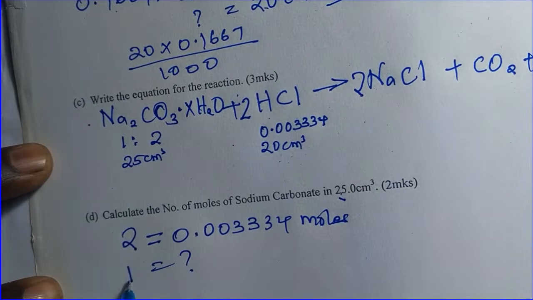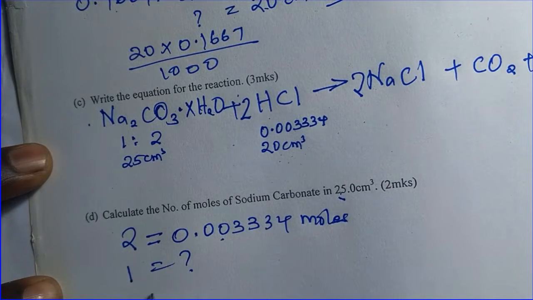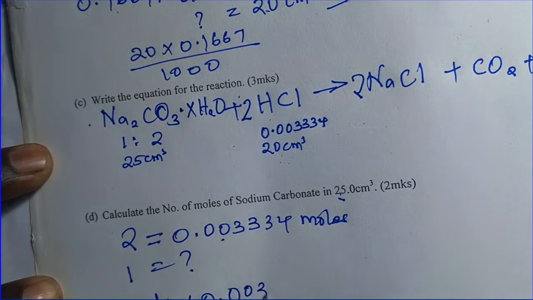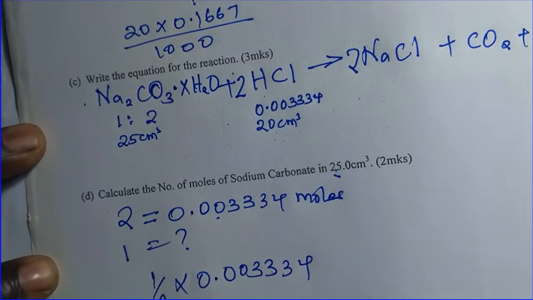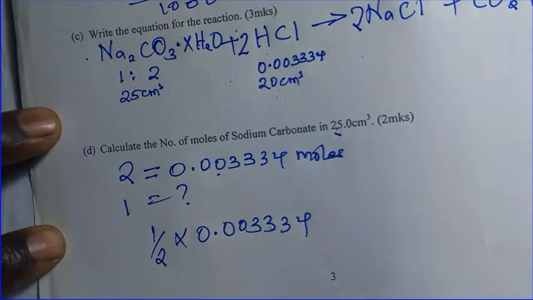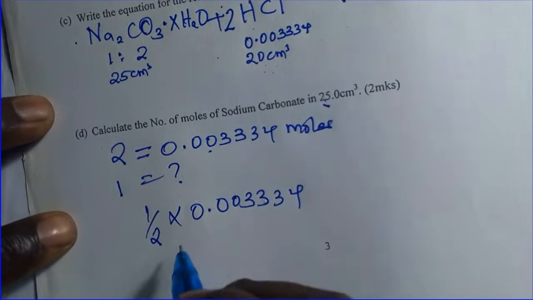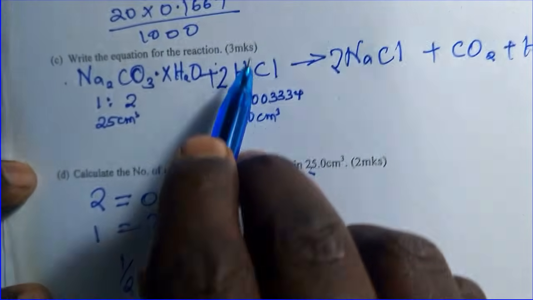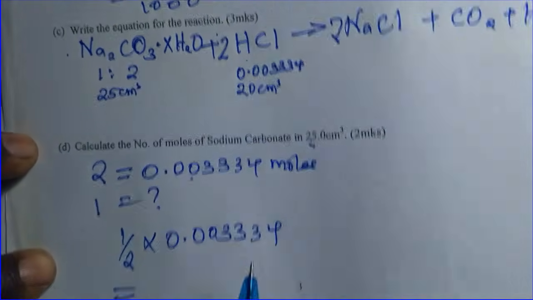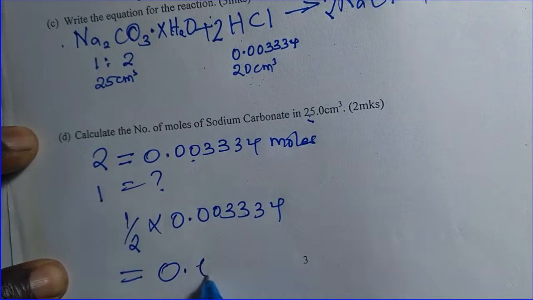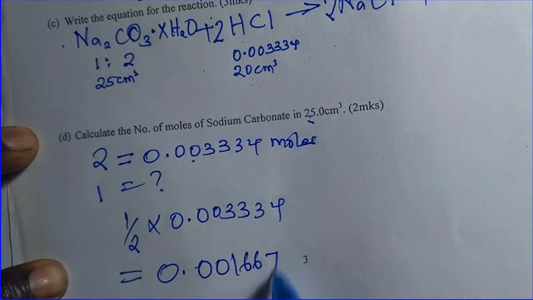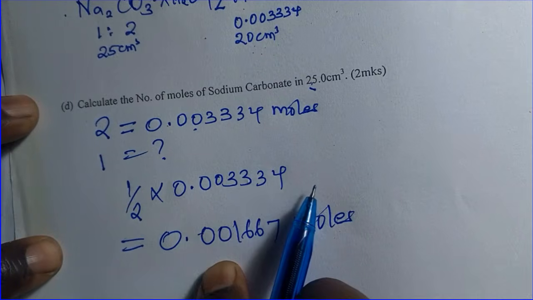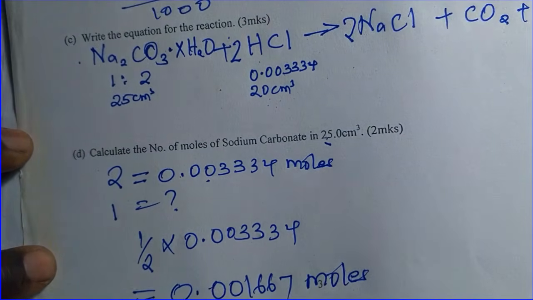many moles? You will see that it is 1 times this divided by this. It is simply a half times 0.00334 moles, and that one gives us the moles of the carbonate. So the moles of the carbonate will be equal to a half of the number of moles of the HCl, because the ratio is 1 to 2. 0.001667 moles. This is the number of moles of the carbonate that reacted with HCl.